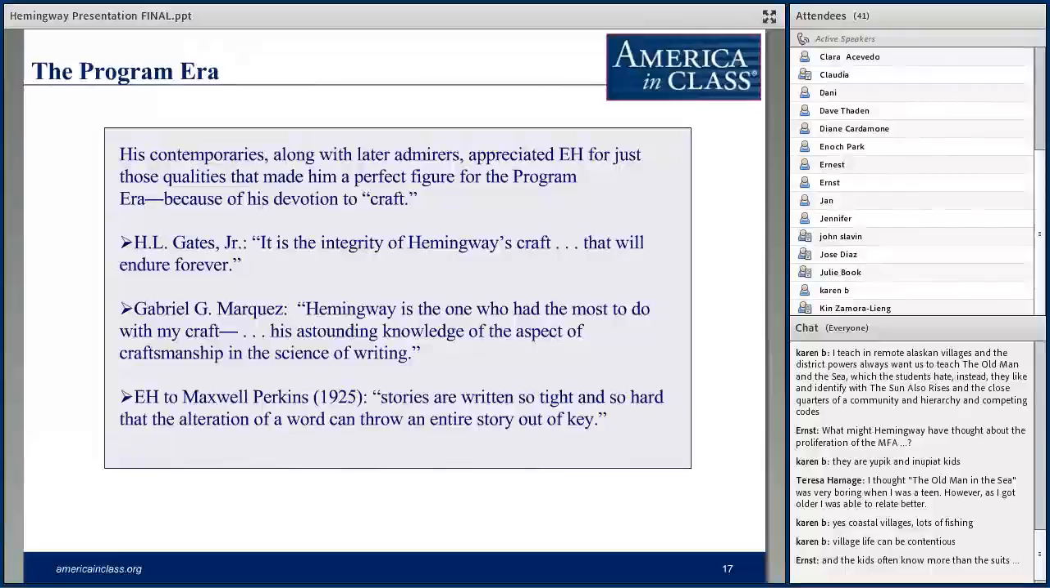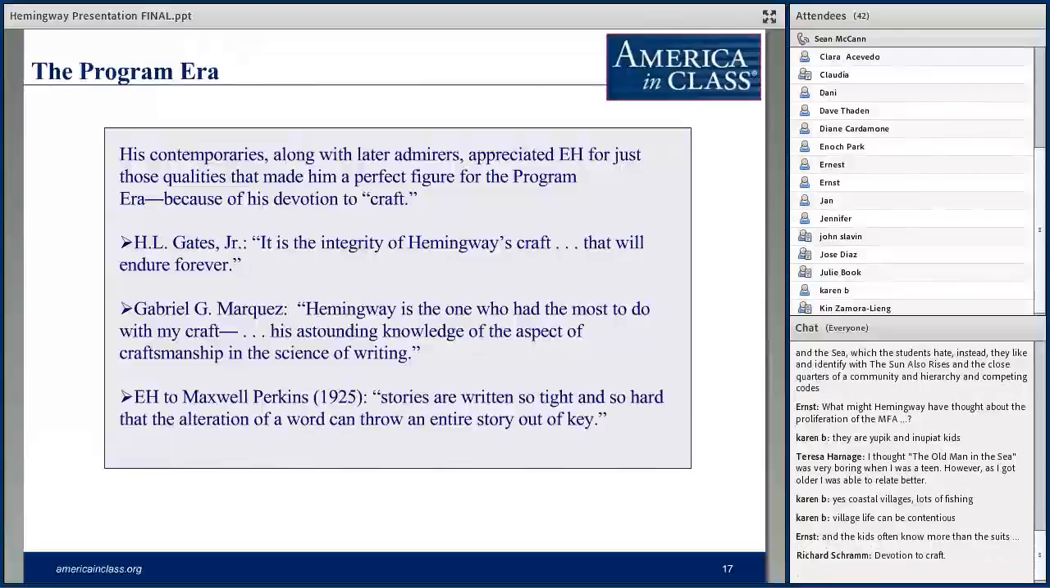Here's Henry Louis Gates Jr. giving us the capsule version. "It is the integrity of Hemingway's craft that will endure forever." And Gabriel Garcia Marquez: "Hemingway, the one who had most to do with my craft, his astounding knowledge of the aspect of craftsmanship." And these are versions of sentiments that are repeated often about Hemingway then and now, and that Hemingway himself cared about a great deal.